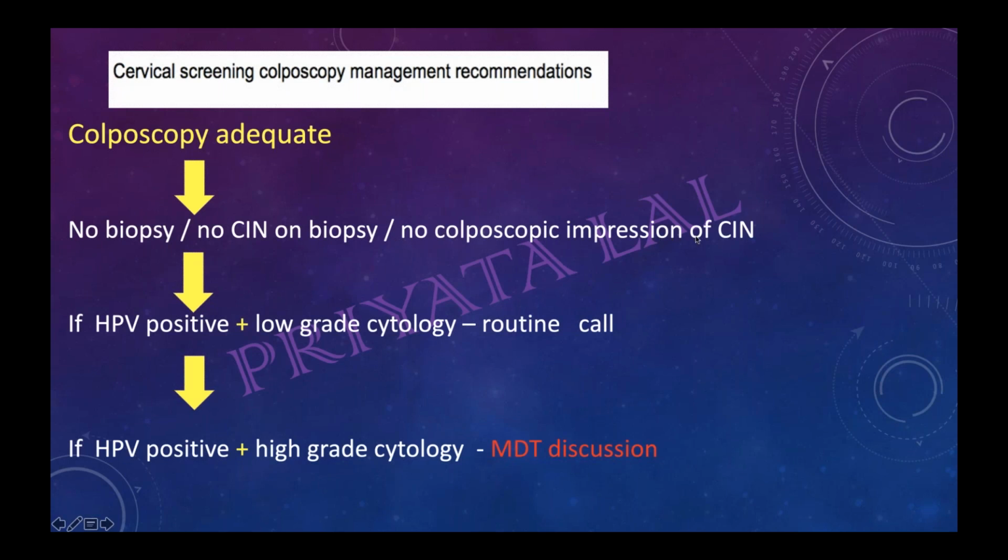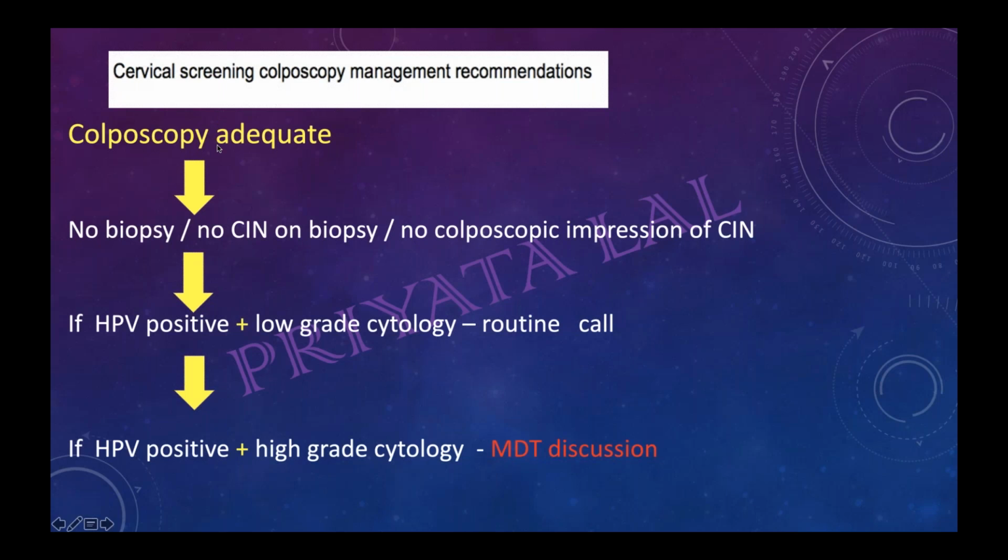There had been no impression of CIN, or if any previous biopsy was there, no CIN was there on biopsy, that means it had been a normal biopsy, or there is no biopsy. Okay, so now this is the situation. That means I was very happy because I never found any CIN on colposcopy. Then I have to again see her cytology, because now the decision I have to make is on the basis of cytology. So if the patient has low grade cytology, I can refer her to routine call. Why routine call? Because this patient previously had primary HPV positive.